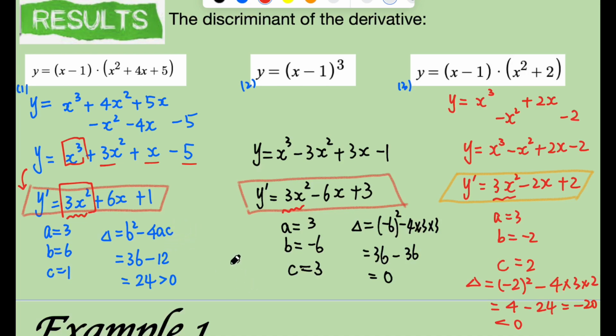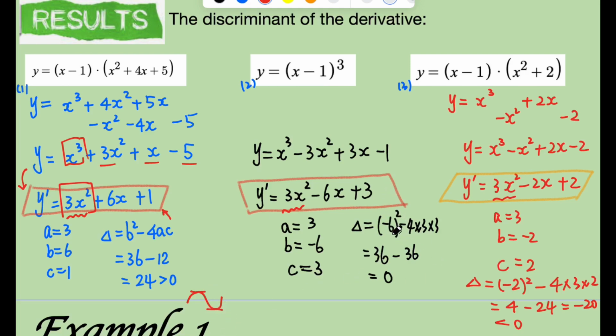Now we are going to focus on these different quadratic functions and try to calculate the discriminant. For the first one, the discriminant is greater than 0. It tells us that for the quadratic function there are 2 real solutions. It means there will be 2 flat points.